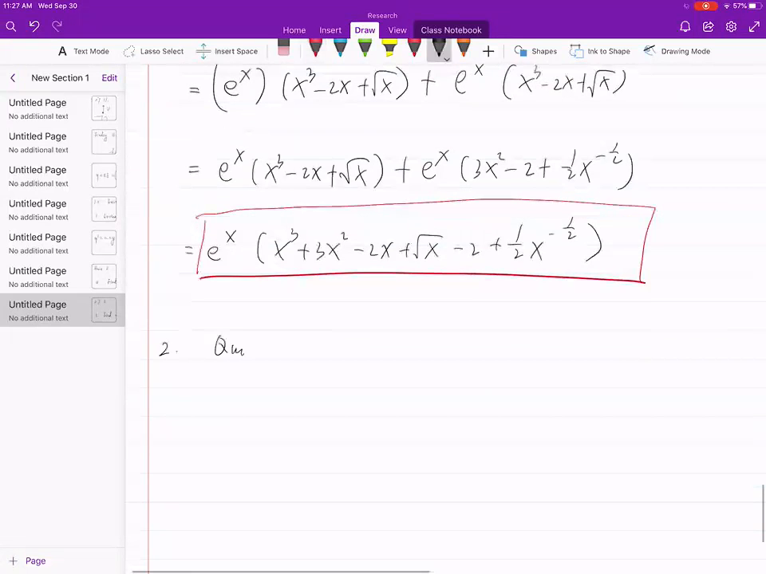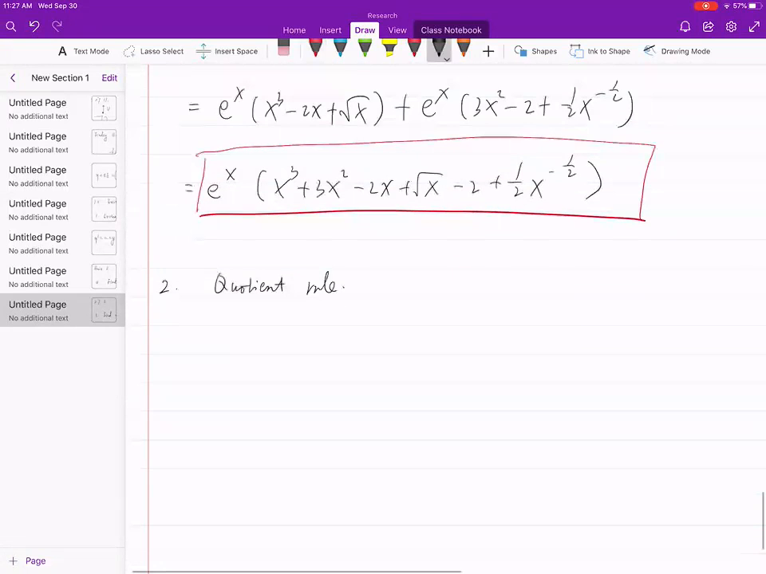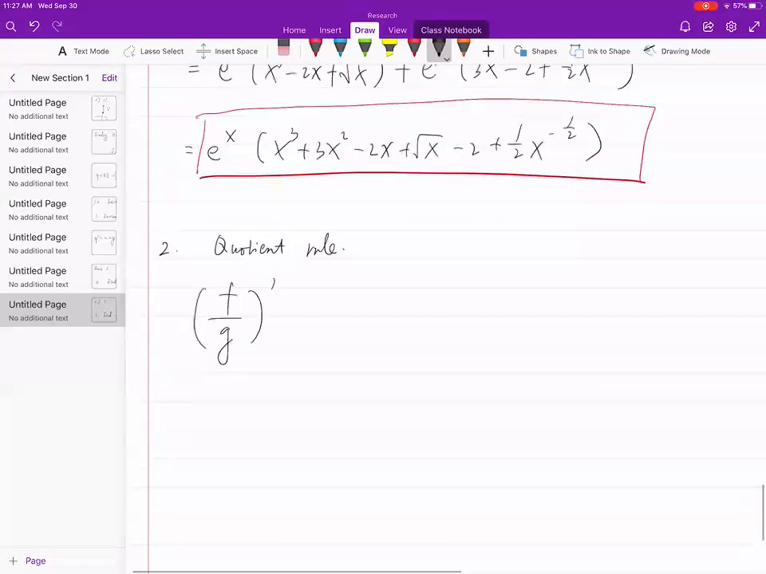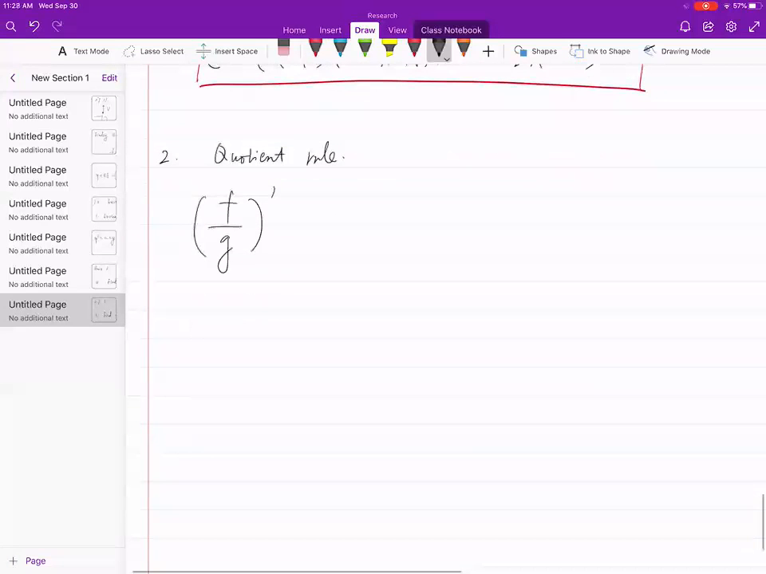Let's do the quotient. F divided by G. How do you do that? Well, there is nothing better. We have already done this before. Let's check the definition.